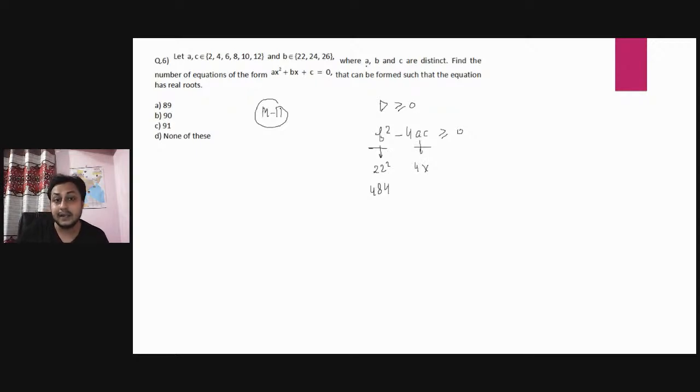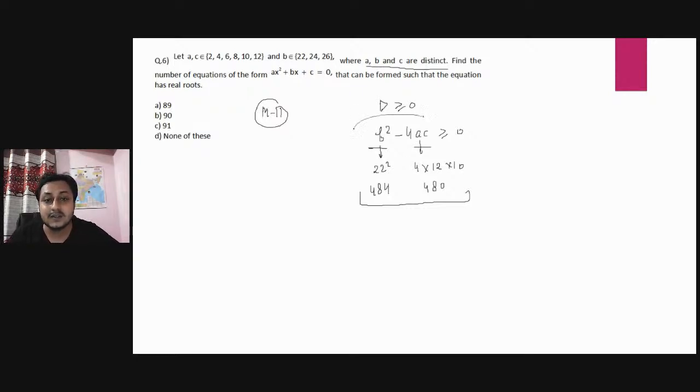It is given that a, b, c are distinct, right? So the maximum is 4 into 12 into 10, which is 120 into 4, that is 480. So guys, here you can conclude that the minimum value of b square is 484, and the maximum value of 4ac is 480. So the minimum value of b square is greater than the maximum value of 4ac, right?